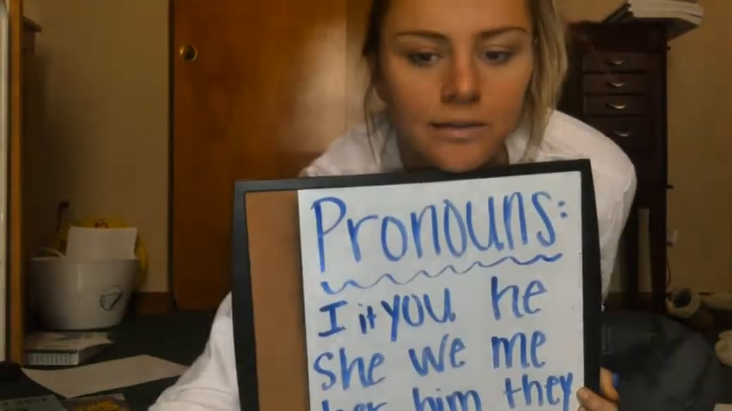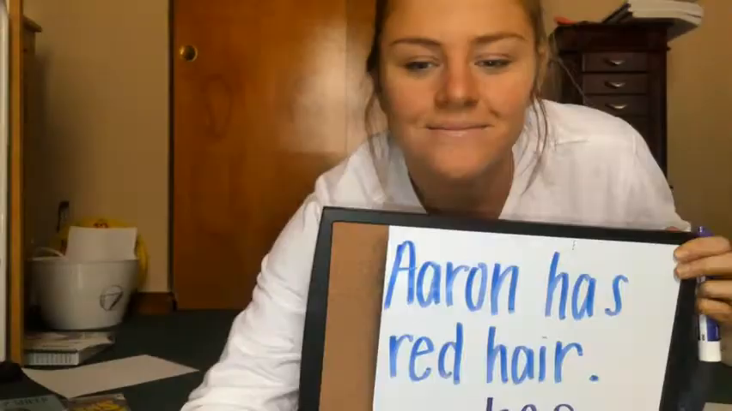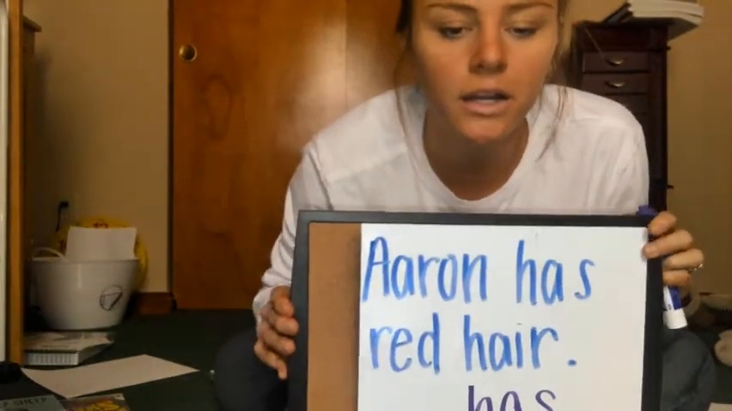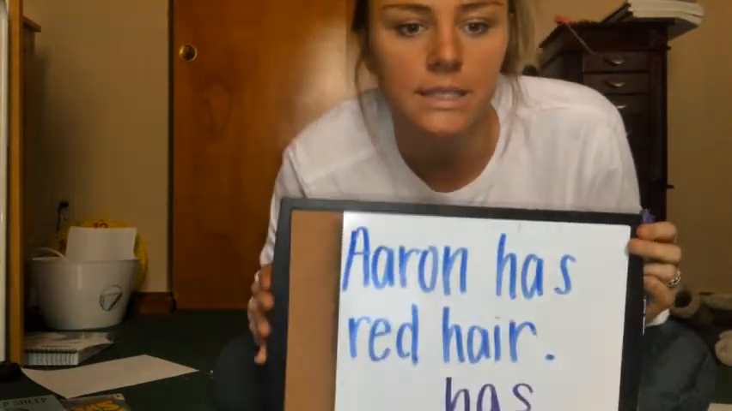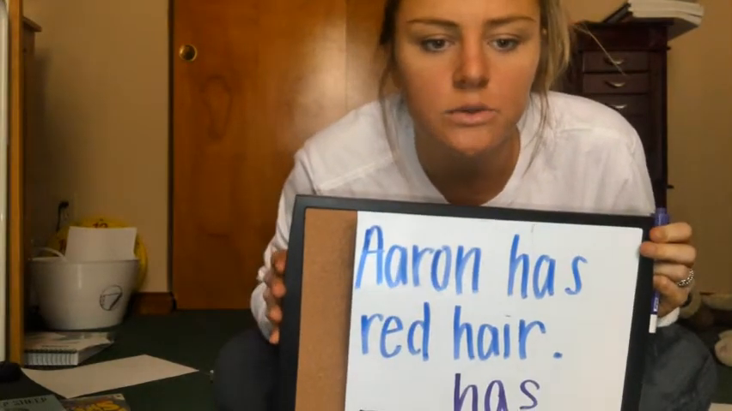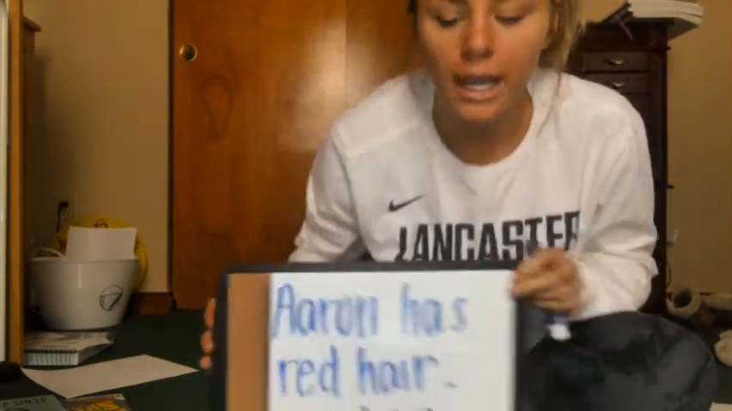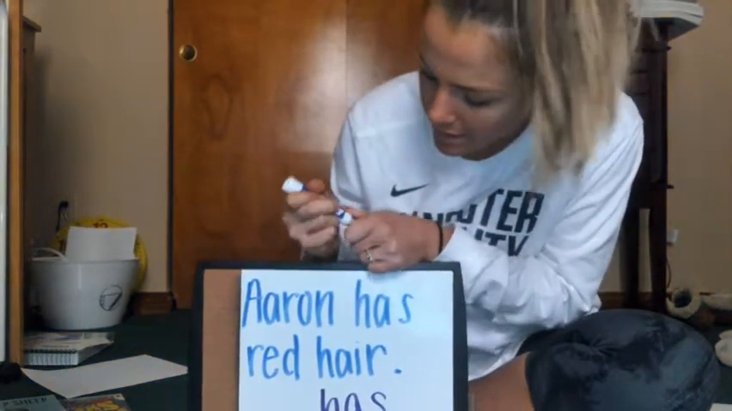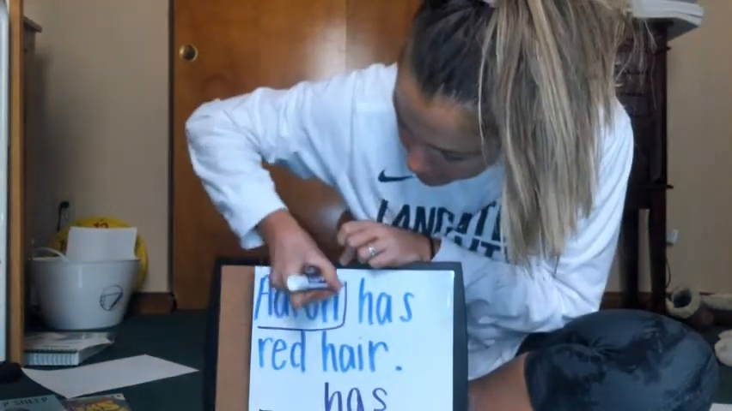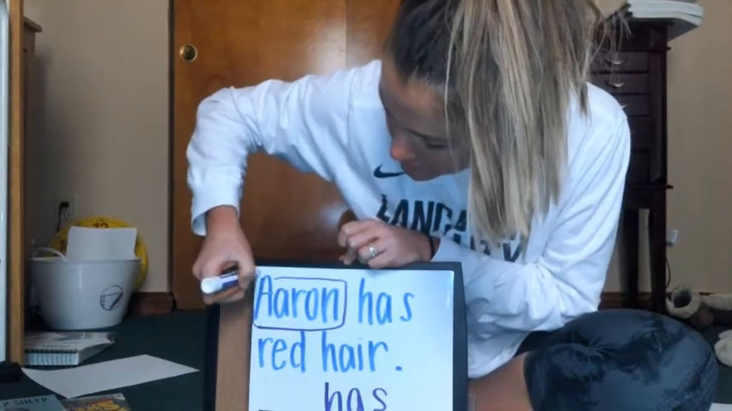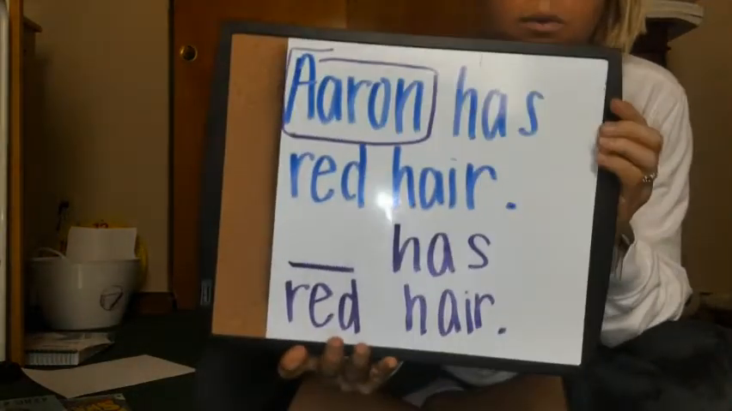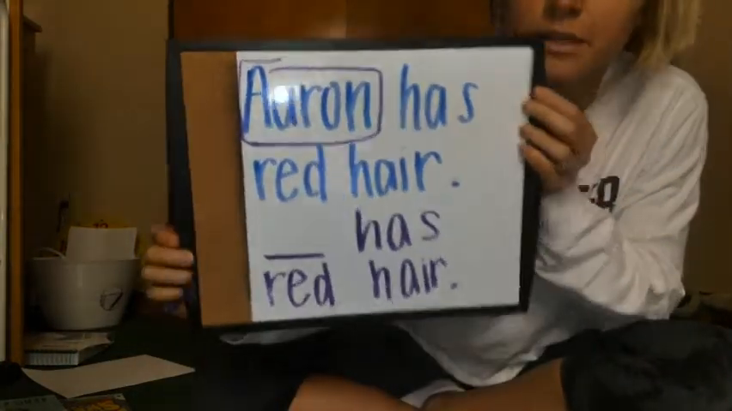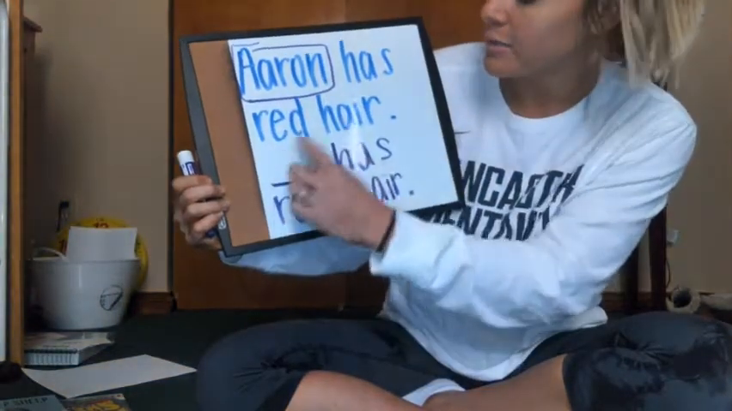So let's do a couple of examples before we do our worksheet. Here's an example: Aaron has red hair. Who is the noun? Who is this whole sentence about? The subject. What's the noun in the sentence? Who's it all about? Good. It's Aaron. So Aaron is my person, place, or thing in my sentence. Aaron has red hair. I want to write the same exact sentence with a pronoun. So what would I put in place of Aaron's name?